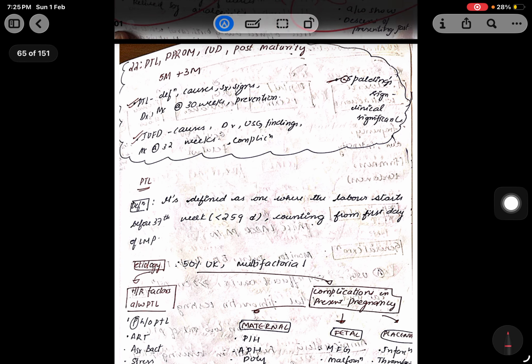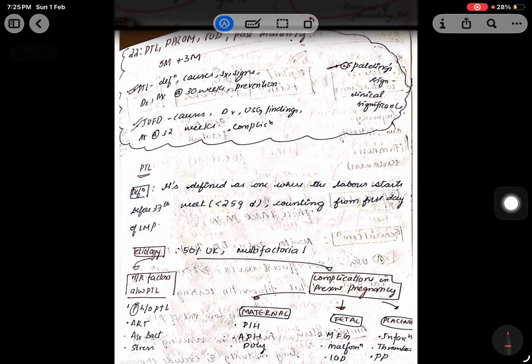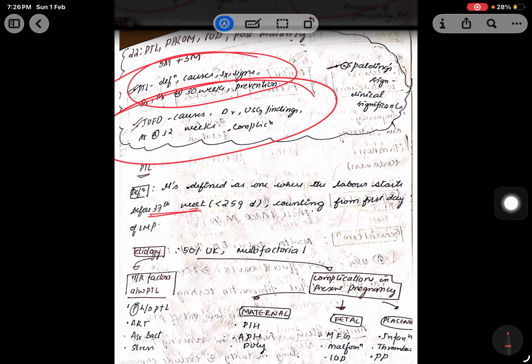Coming to preterm labor. Again, when do you say it's preterm? If it's before the 37th week. Again you have early preterm, late preterm, and very early preterm. Those are the classifications which you should know. These are the two important things which in and out you should know.